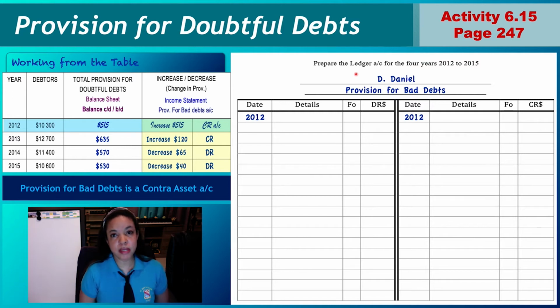There is no balance because this is the first year that we are creating the provision. So we will go straight to what goes in the income statement. There was an increase, so that means that we're going on the credit side. And as we go on the credit side, 31st of December, income statement. And how much was our increase? $515. And that's it for putting in that transaction.